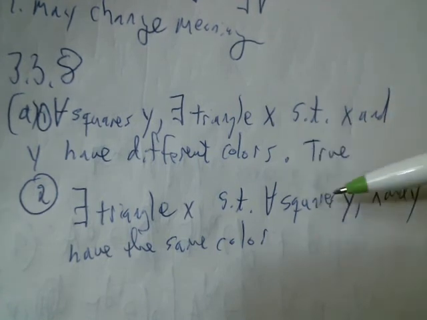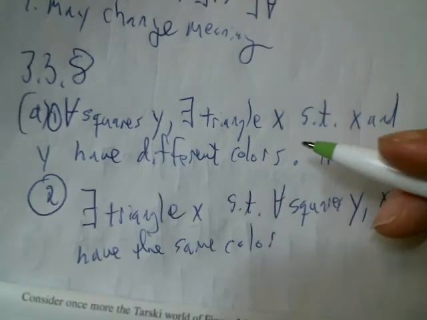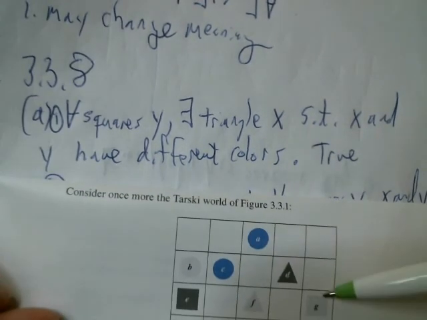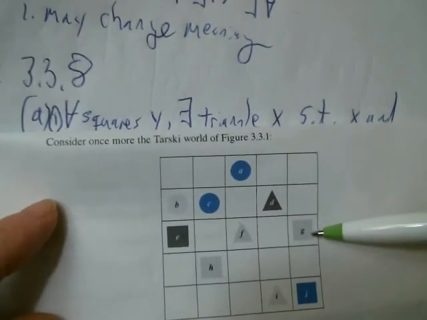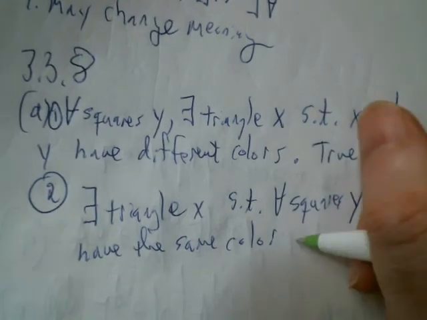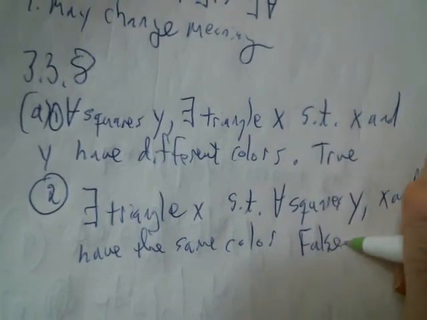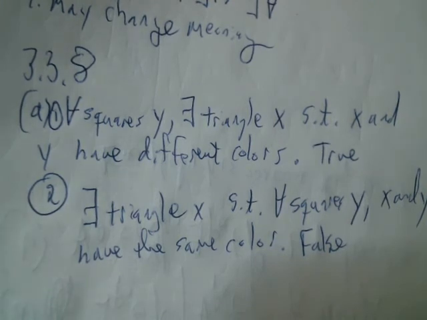Okay, so I have to find a triangle such that for all squares, X and Y have the same color. But that's not going to be possible because the squares have different colors. So there's no triangle that has more than one color somehow, so that's patently false. Just be aware that that's not going to always be the case. Interchanging the quantifiers sometimes will not change the truth value.